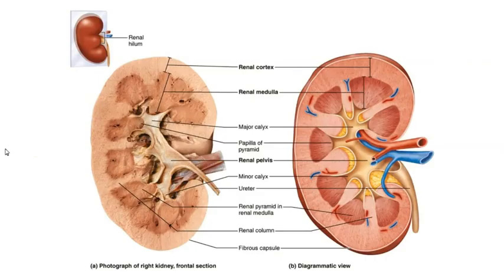So referring back to that diagram here, we'll point at the papilla, so the tips of all of the renal pyramids, that's the papilla pointing internally there. And we see the renal columns here as well, which are just kind of inward foldings or extensions of the renal cortex.